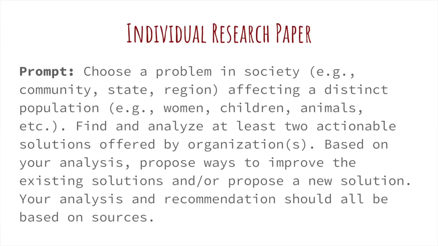In 115, the research paper is known as the Individual Research Paper, or IRP. So you can see here the prompt or task. It says, choose a problem in society affecting a distinct population. Find and analyze at least 2 actionable solutions offered by organizations. Based on your analysis, propose ways to improve the existing solutions or propose a new solution. Your analysis and recommendation should all be based on sources. So you can see that this is a pretty complicated task. It'll be worthwhile to continue listening to this video to see how this breaks down.